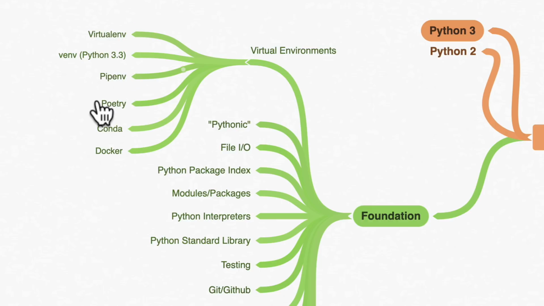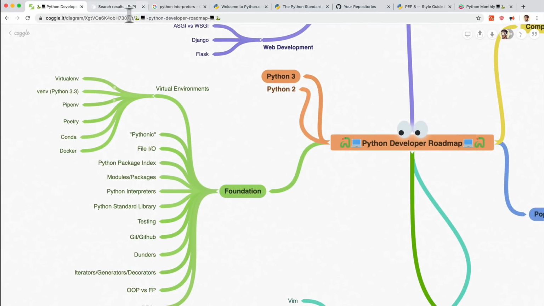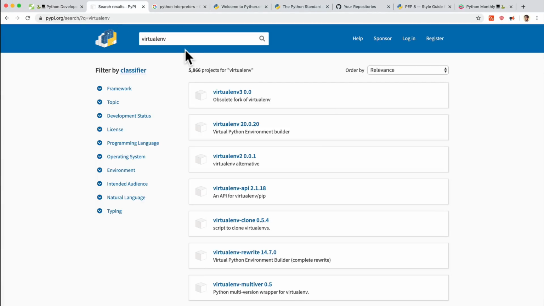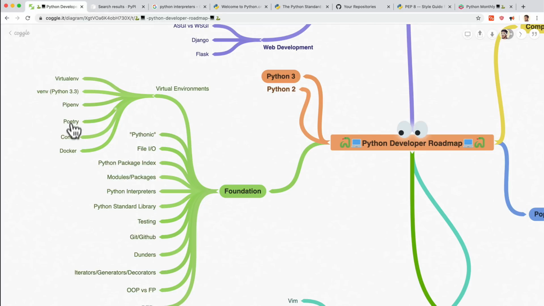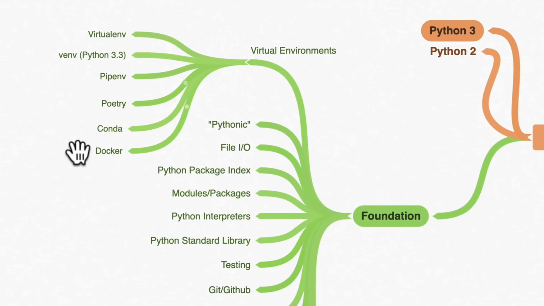We have things like poetry, and poetry is, again, a way for us to control the environment, but is geared more towards people that are creating packages on PyPI. So if you ever want to create a package on PyPI, then you might want to use poetry. And then we have something like Conda that is used a lot when it comes to machine learning and data science to create individual environments. And then finally, Docker.